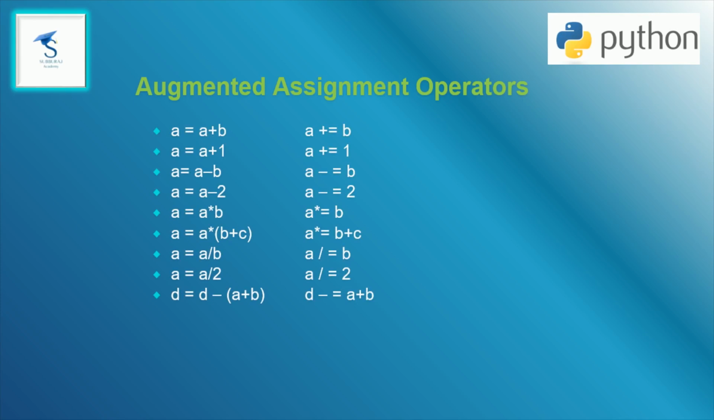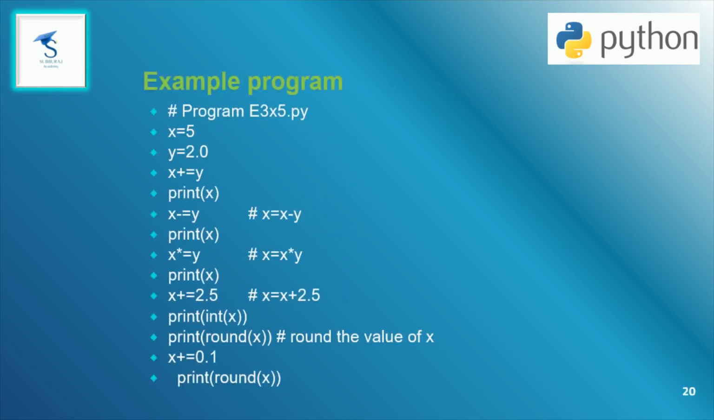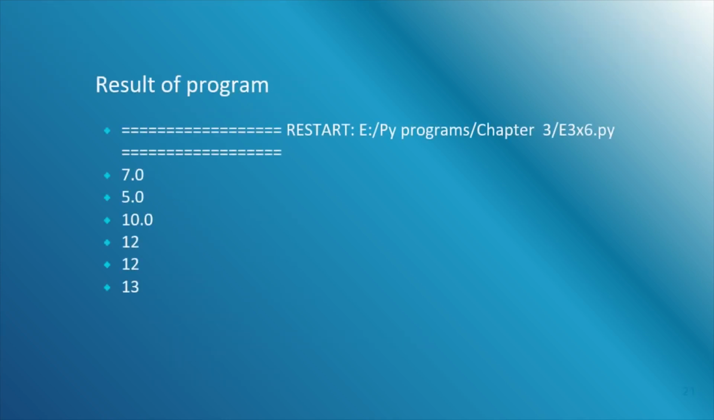The general form is expr1 equals expr1 plus expr2. This can also be written as expr1 plus equals expr2. In a similar manner, we can write d equals d plus a plus b as d plus equals a plus b. Try this program in IDLE and analyze results. Did you get the same results?